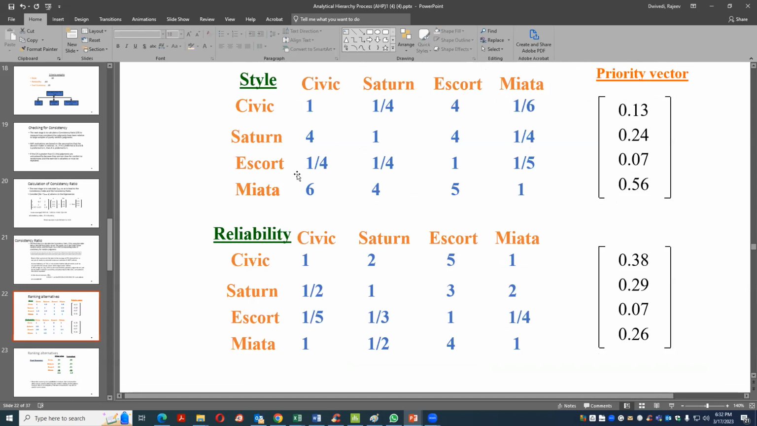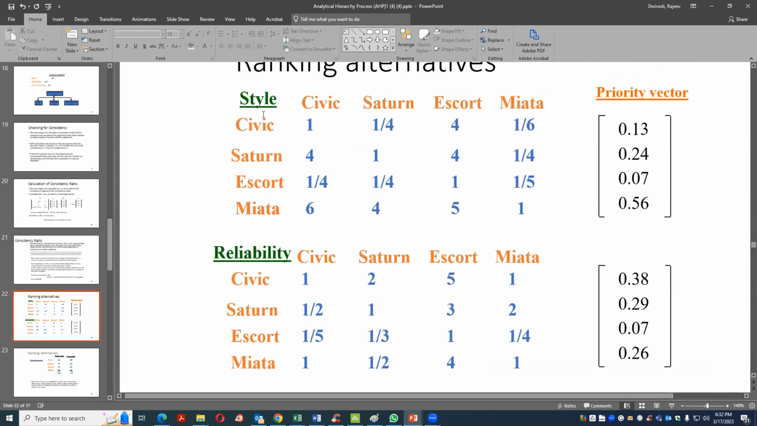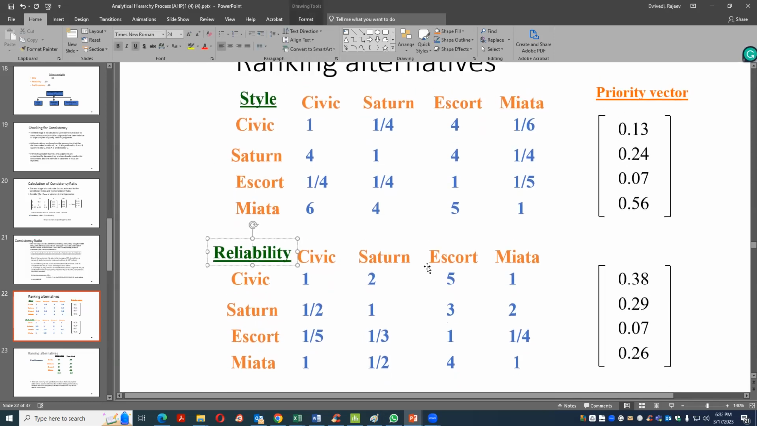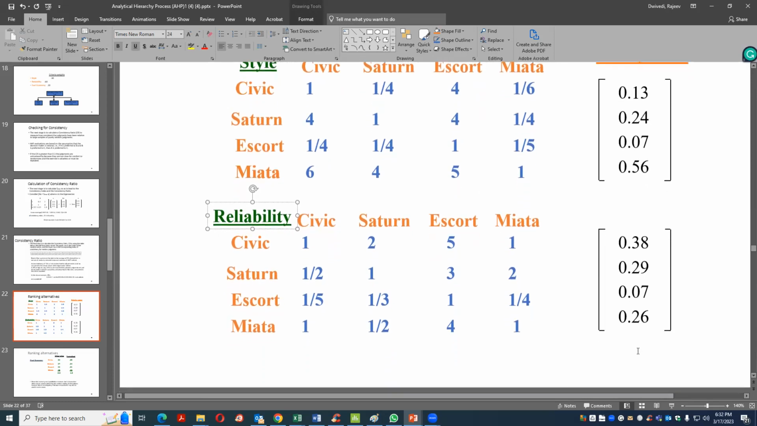Now the second thing we do is for style. For style we compare all the different cars together. So Civic, Saturn, Escort, Miata, these are the 4 cars we have. So Civic to Civic, Saturn to Saturn, Escort, and they are exactly the same, and this is exactly the same matrix. So if you do it for style, you do it for reliability, and you do it for fuel economy. So these are the priority vectors for each of them, exactly the same method.